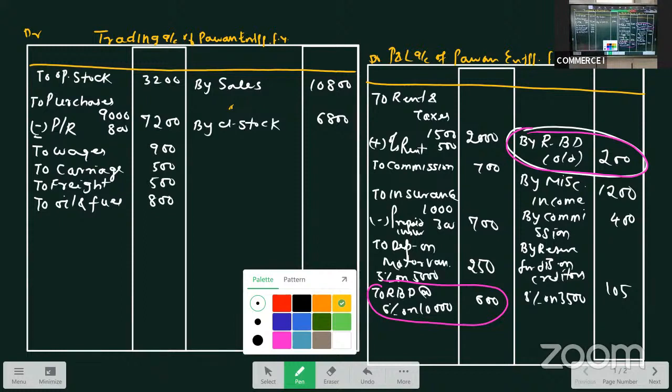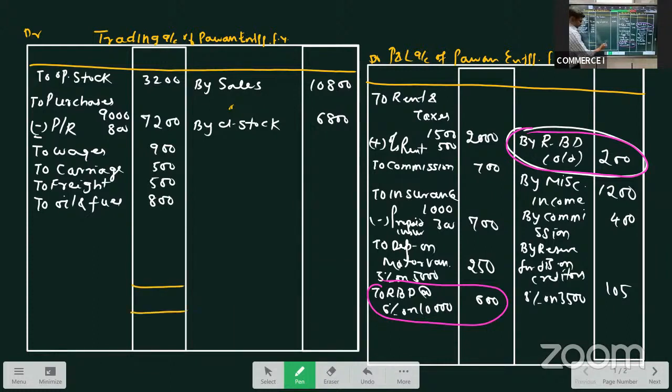From the trial balance as well as from the adjustments. Now, let us close and see what are the results of these two accounts. Trading credit side total is 17,600. And debit side total is 13,100. See, what is the profit? It is 4,500 we are getting.